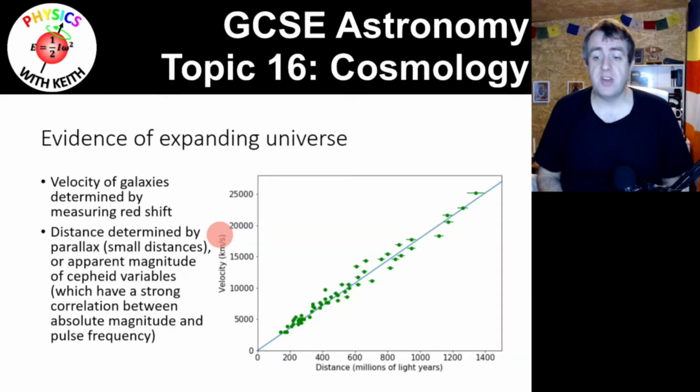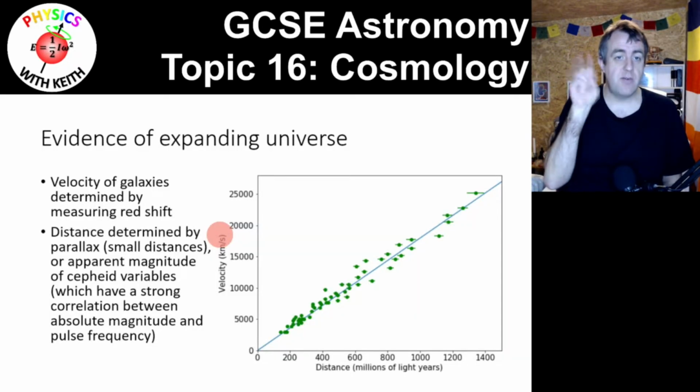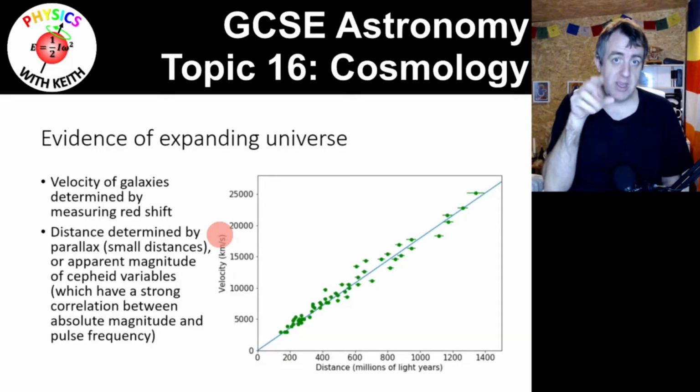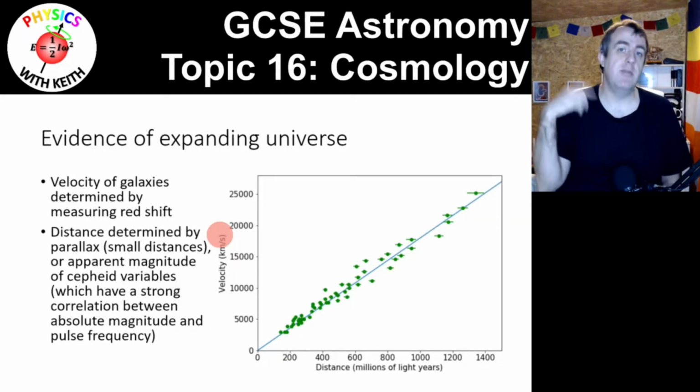The other thing is we've got stars called Cepheid variables, which have a particular frequency which is related very strongly to their brightness, their absolute magnitude. And we can measure the apparent magnitude, and we did that in a previous session. Measuring the apparent magnitude and knowing what the absolute magnitude should be and using that to determine the distance.